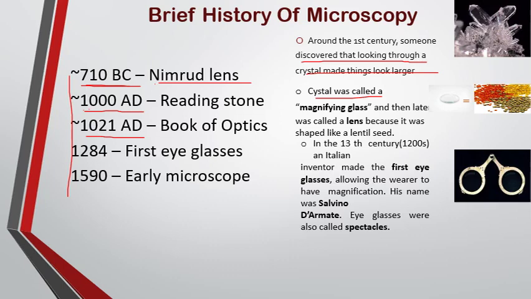Later, in the 13th century, an Italian inventor made the first eyeglass, allowing the wearer to have magnification. The name of the scientist is Salvino di Armate. So eyeglasses were also called spectacles.